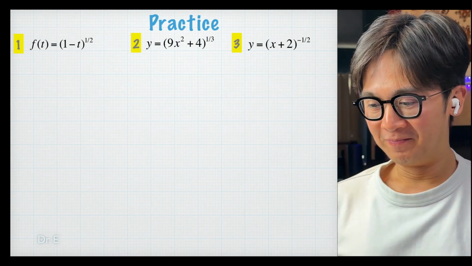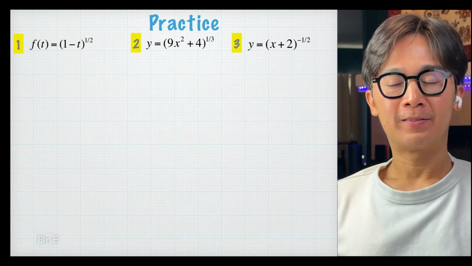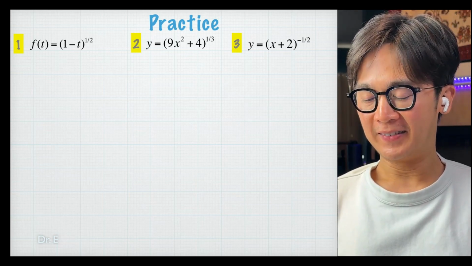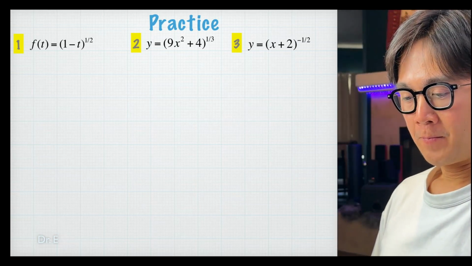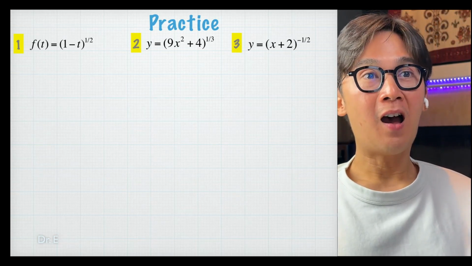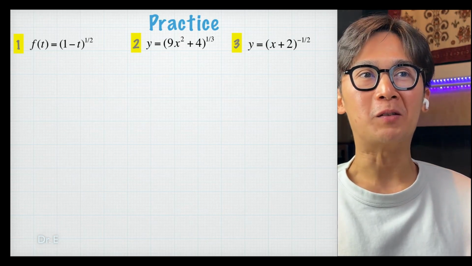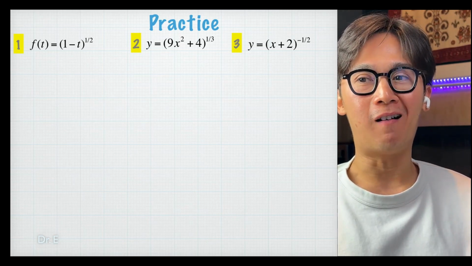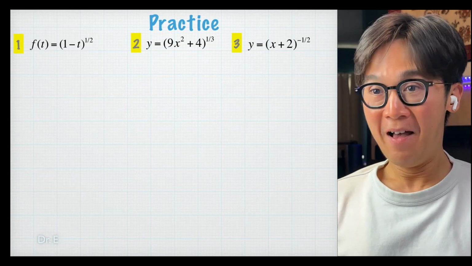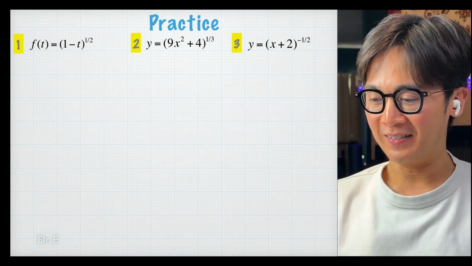Do all three of them. Yeah, this is your time to practice. Tell me what your answer is. It's going to be difficult to post it because this function is pretty long, so it's okay. Just tell me if you got it right or wrong. I'll show you the answer.